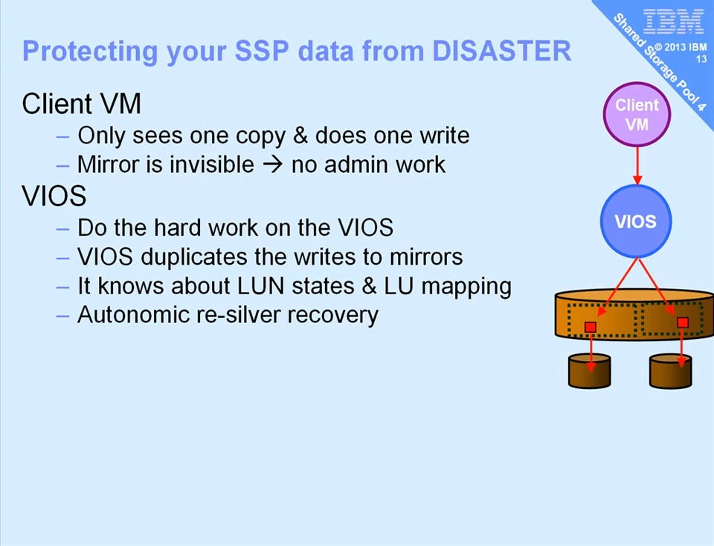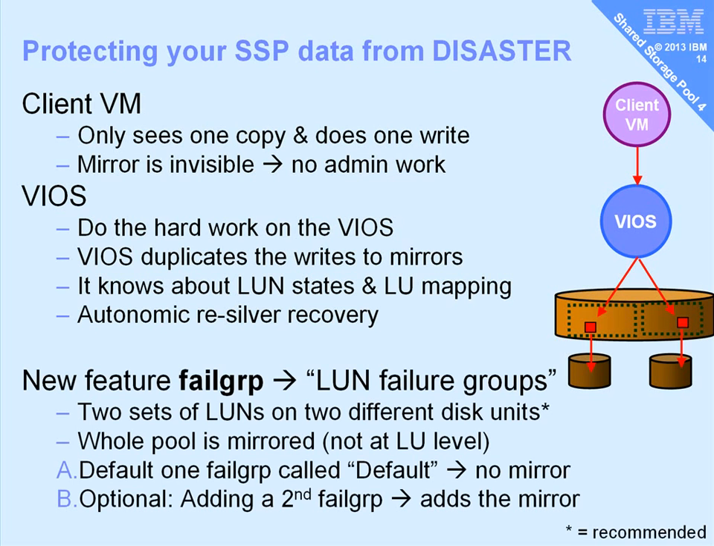It also understands the LUN state, so if a LUN disappears and comes back, it understands which bits of that disk have to be resilvered and gets on with that magically in the background without involving any of the client virtual machines. This new failure group then allows us to do this. Inside the pool we have these two sets of disks, probably on different disk units to give us the redundancy, and the whole pool is mirrored. It's not done on a logical unit or virtual disk by disk basis. It's the whole pool is either a single copy or two copies in mirror.